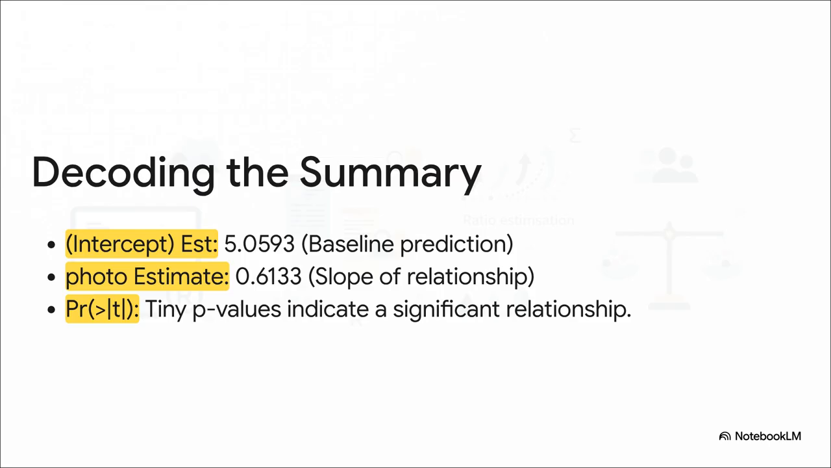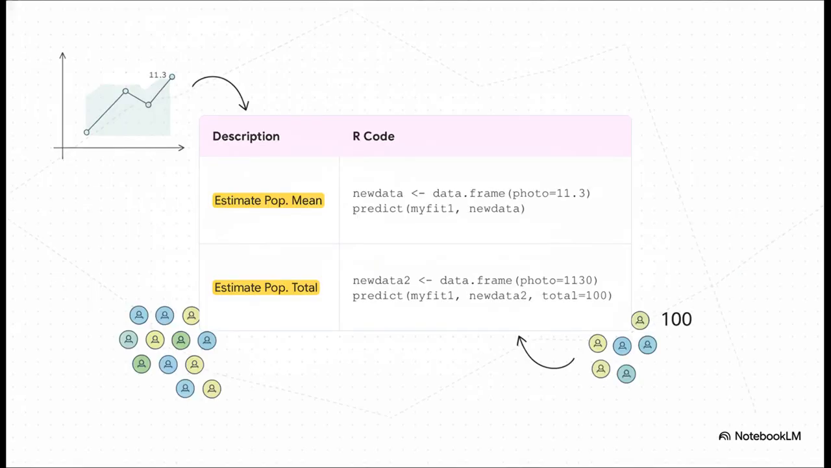Now, predicting with a regression model works just a little differently. We have to explicitly tell R what value we want to predict for. We do this by creating a tiny new data frame that holds the known population average for our photo counts, which happens to be 11.3. We then feed our fitted model and this new data to the predict function. It's like asking the model, hey, can you plug 11.3 into your equation for me and tell me the answer? We then do the same thing to get the total, using the population total of 1,130.